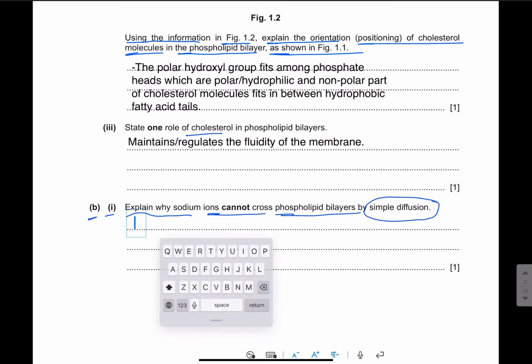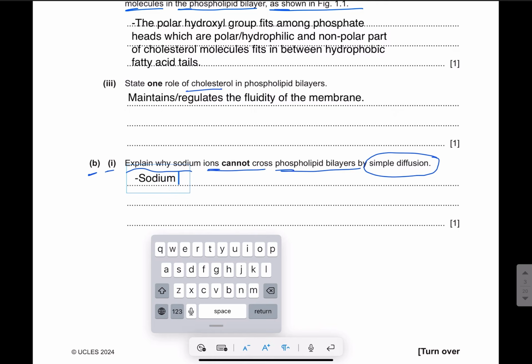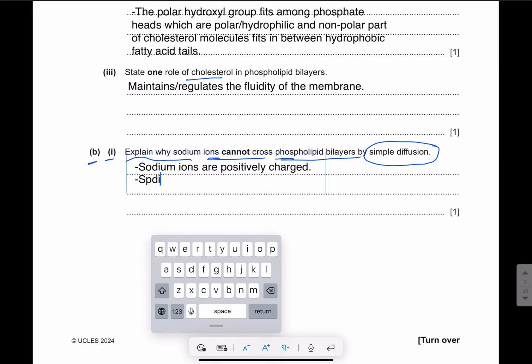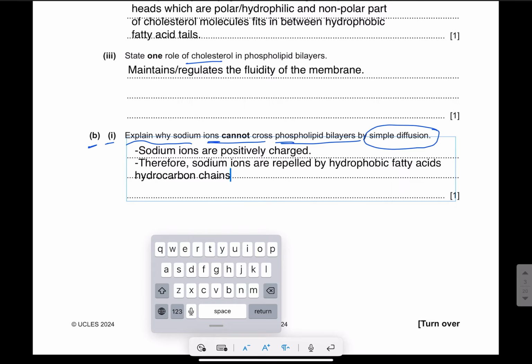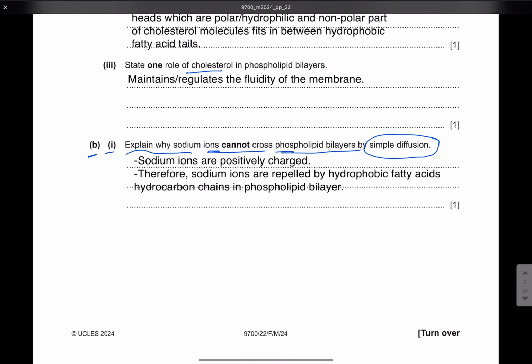So we can mention over here that sodium ions are positively charged, and you will write that therefore sodium ions are repelled by hydrophobic fatty acid hydrocarbon chains in the phospholipid bilayer. So they cannot pass by simple diffusion.